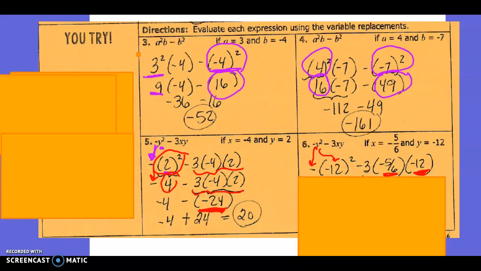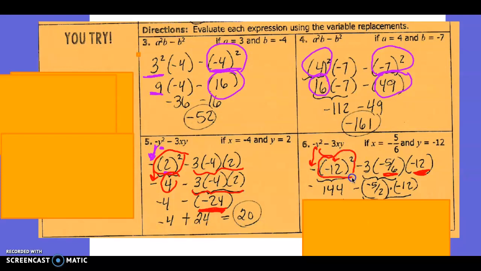Now I follow my order of operations. Again, that minus sign has to be recopied. I just brought it down. And then -12 squared means -12 times -12, which is positive 144. So this again is a little bit tricky. This -12 squared is the 144, and the subtraction sign was just recopied. And then at the end, after this next subtraction sign, I multiplied 3 times the -5/6, and that's -5/2.